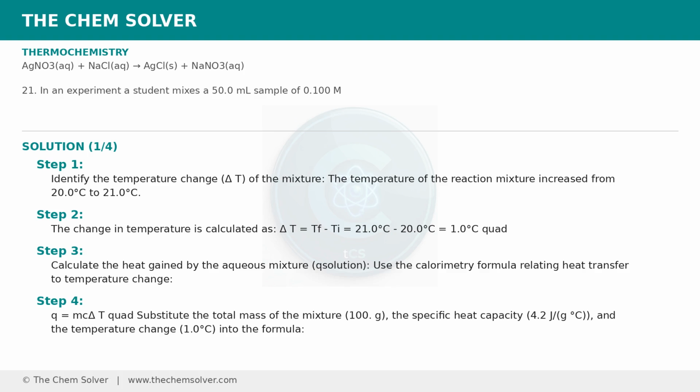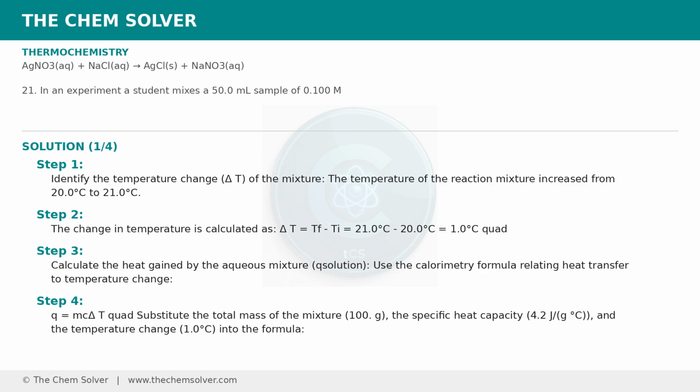Identify the temperature change, delta T, of the mixture. The temperature of the reaction mixture increased from 20.0 degrees Celsius to 21.0 degrees Celsius. The change in temperature is calculated as delta T equals Tf minus Ti, equals 21.0 degrees Celsius minus 20.0 degrees Celsius, equals 1.0 degrees Celsius.